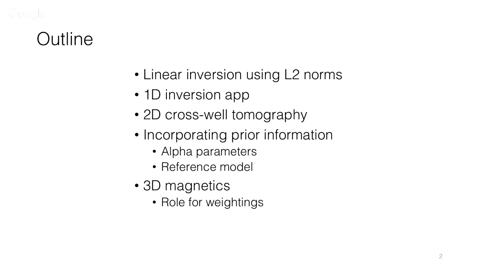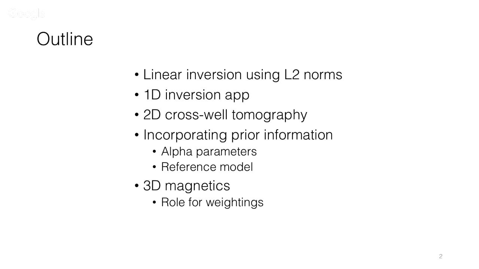Okay. I'd like to talk about the L2 norm, and so we're going to set this up, and then investigate the details. And we have two apps. There's the 1D inversion, which we've kind of shown you. And then there's also an app for the 2D crosswell. And what I want to do now is step forward and start to incorporate additional information: some alpha parameters, reference models, and then we'll use the 3D magnetics.